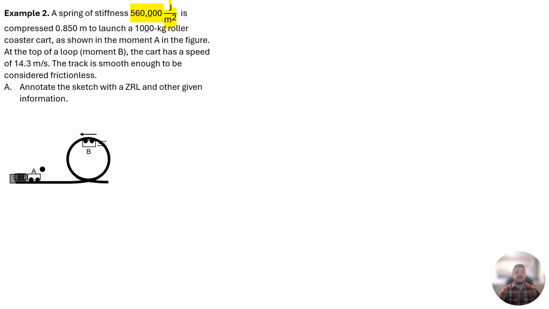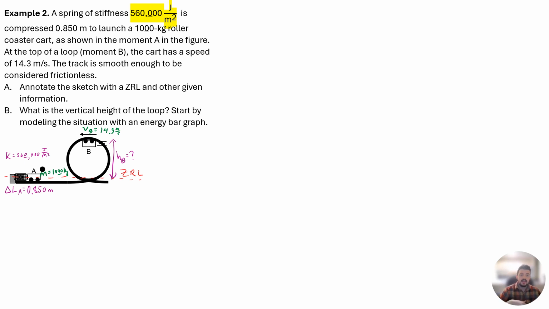Part A asks us to annotate the sketch with a 0 reference level for gravitational energy and the other given information in the problem. So I'm going to go ahead and do that right now. And there we have it. I have drawn in a 0 reference level for height at the lowest point of where the cart is, annotated with the cart's mass, the stiffness of the spring, how much the spring gets distorted, the speed at moment B, and the height at B, which is the thing that we're going to want to find in this problem.